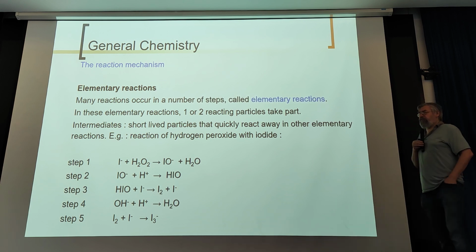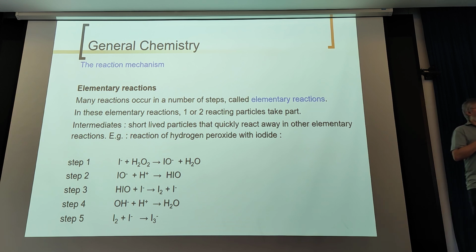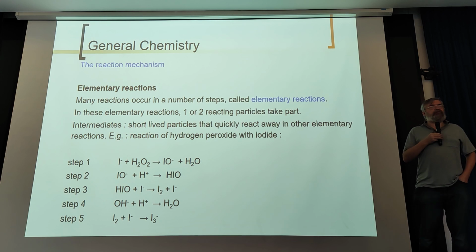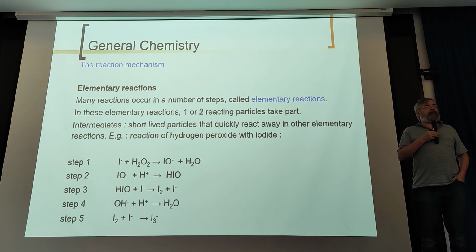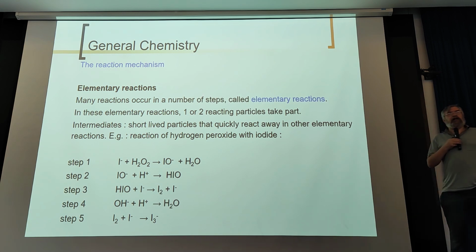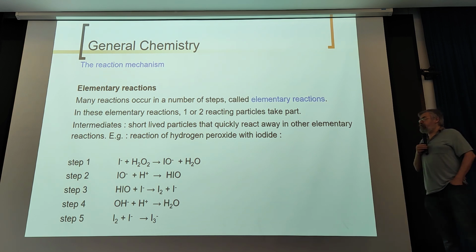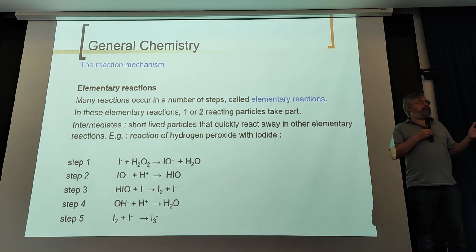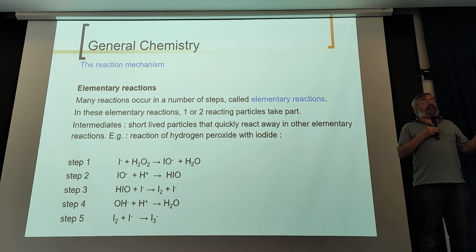And so here you see, in fact, the global reaction of oxidation of iodide with hydrogen peroxide in acidic medium might be split up in 5 different elementary steps. And the first step, in fact, is the one where hydrogen peroxide and iodide are coming together, and they are generating hypoiodide and water. This hypoiodide is not one of the products, it's an intermediate.